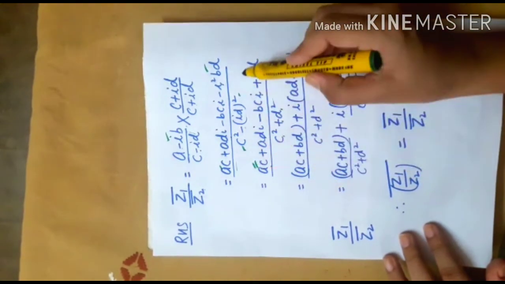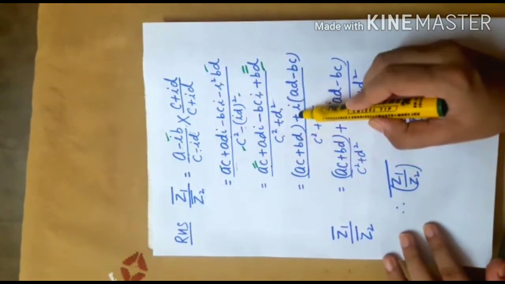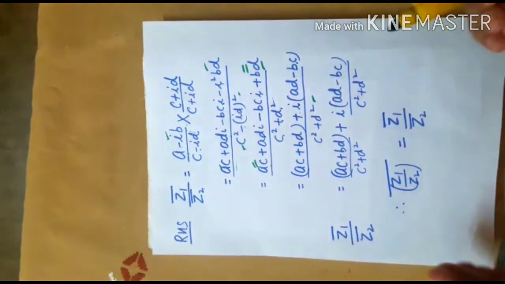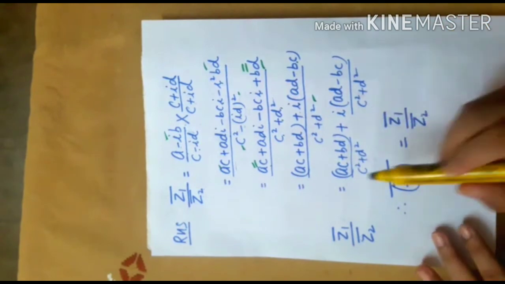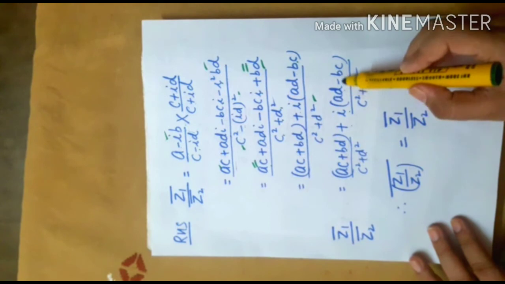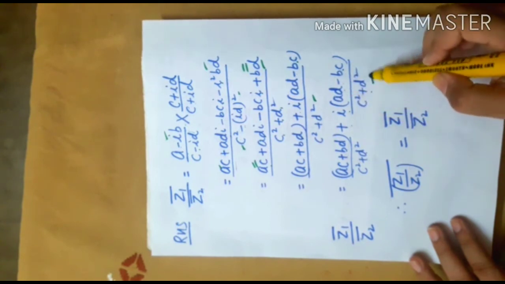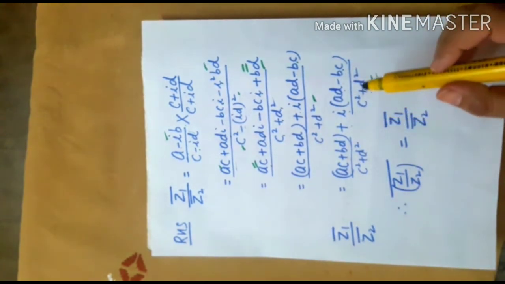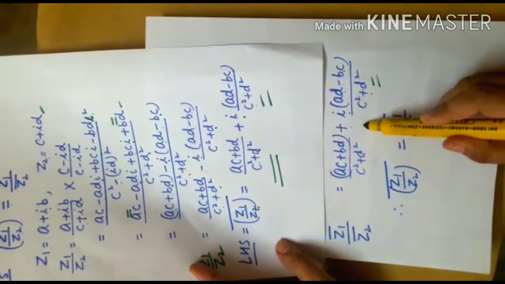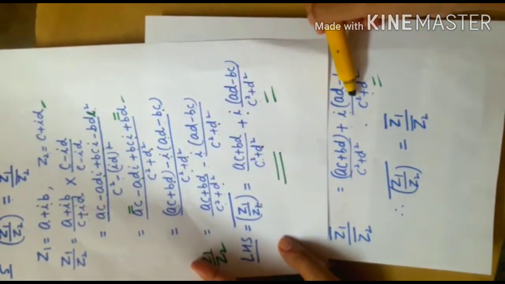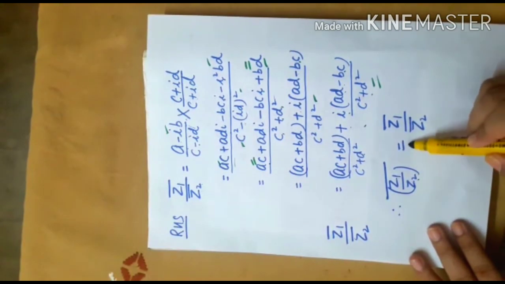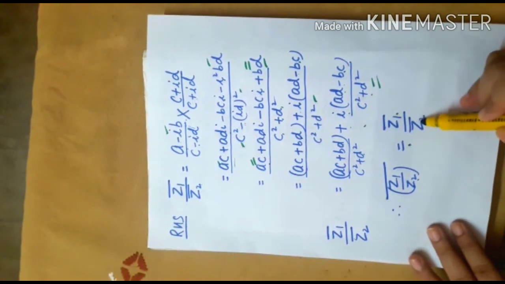Combine the real parts. AC plus BD plus iota (AD minus BC) over C square plus D square. Separate the real and the imaginary parts. So AC plus BD over C square plus D square plus iota (AD minus BC) over C square plus D square. Now you can see this was the left hand side and this is the right hand side, and you can compare, both are equal. So conjugate of the quotient is equal to the quotient of the conjugates.